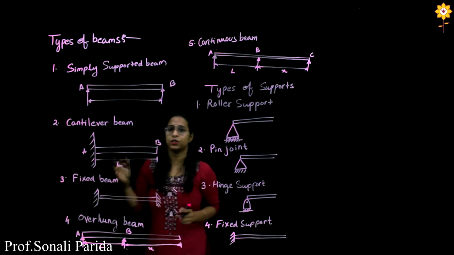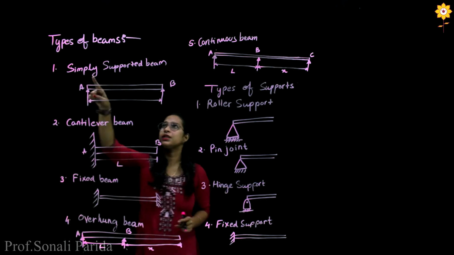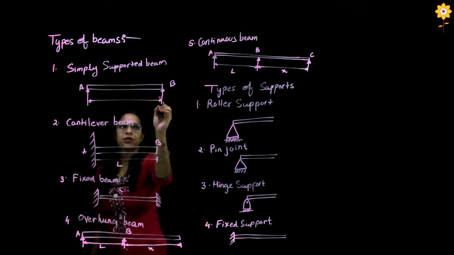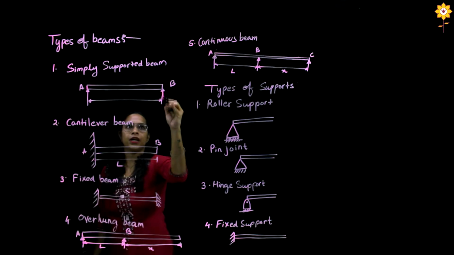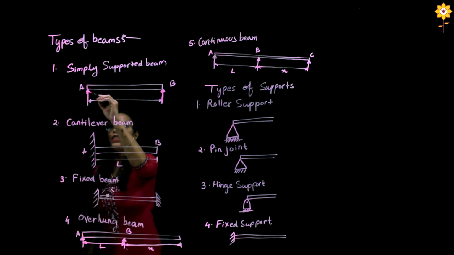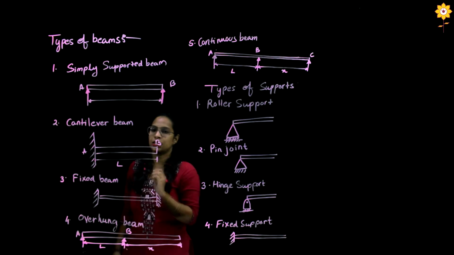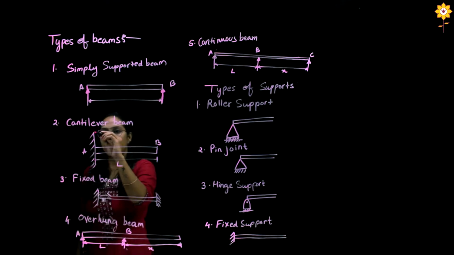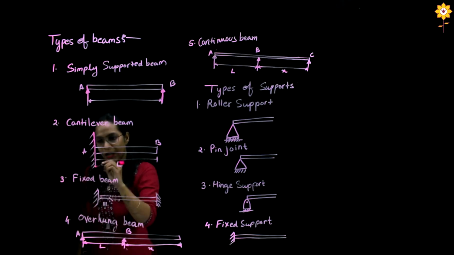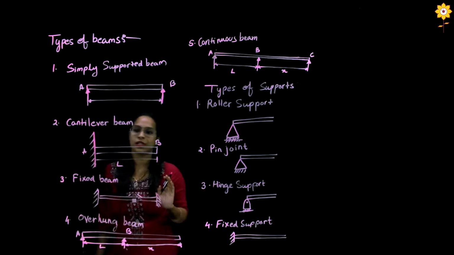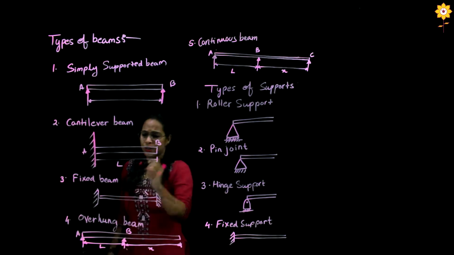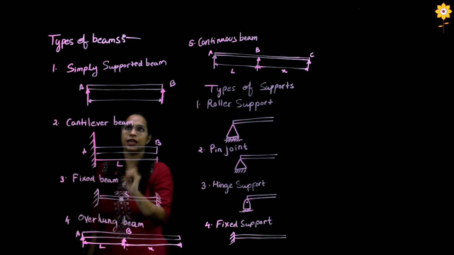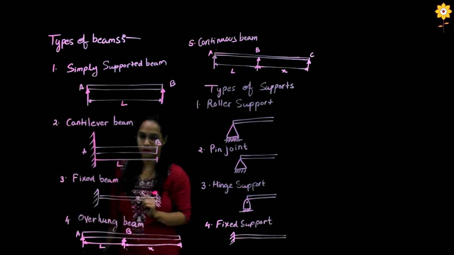There are various kinds of beams. The first one is the simply supported beam. This AB is a beam, and it is simply supported by two supports on both the ends. That is what a simply supported beam is. Next, the cantilever beam. A cantilever beam is fixed at only one end, and the other end is always free. This is a cantilever beam, and this is its whole length, which is L. This is L for the simply supported beam.